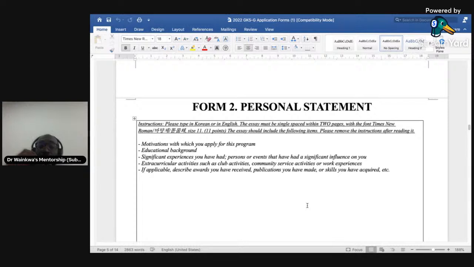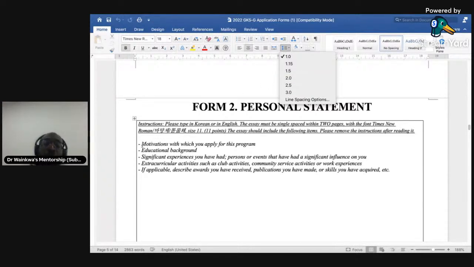Spacing: sorry, it must be single space within two pages. I'm going to show you the spacing options here. You have 1.15, 1.5, 2. So your spacing should be 2. Okay, you follow a spacing of 2.